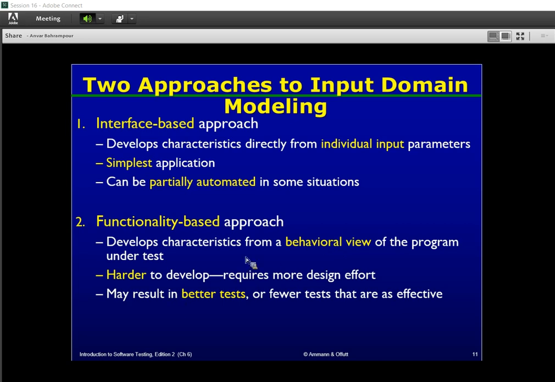So this is more complicated. This approach could be more complicated than the first approach, because in this approach we should analyze the semantics of each input parameter, the relationship between parameters, the functionality of each method, the functionality of a program, and so on. So this approach is harder to develop and requires more design effort for test engineers. It may result in better tests.